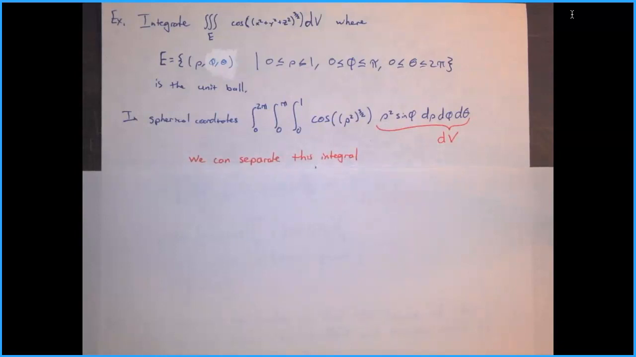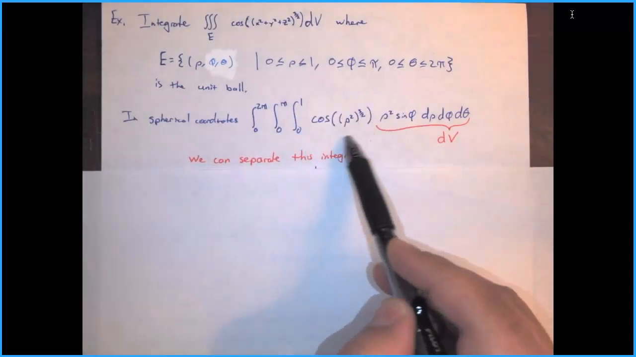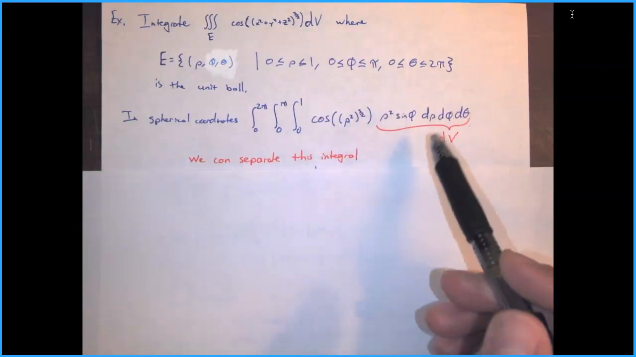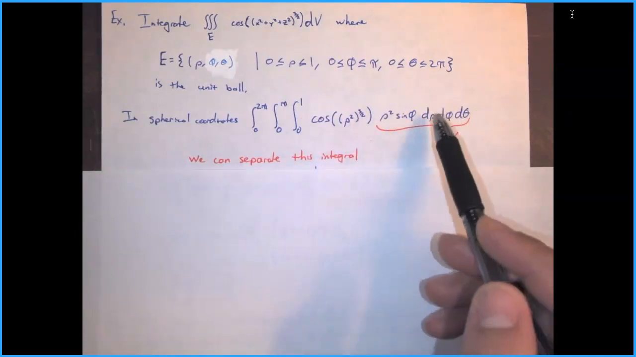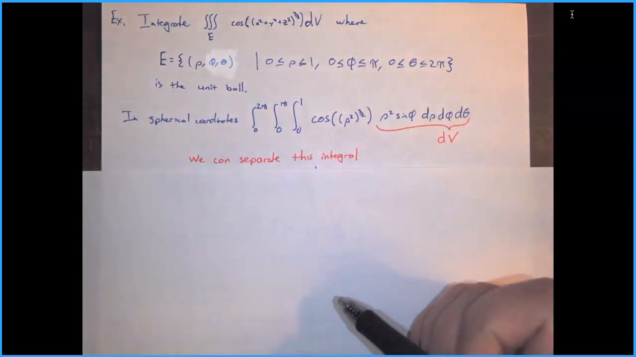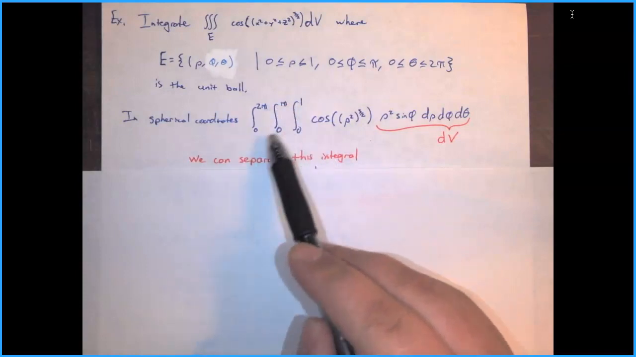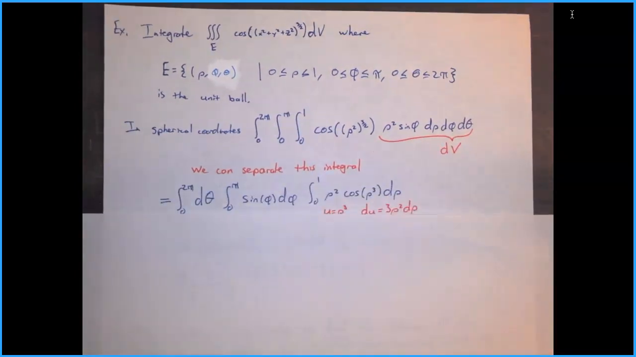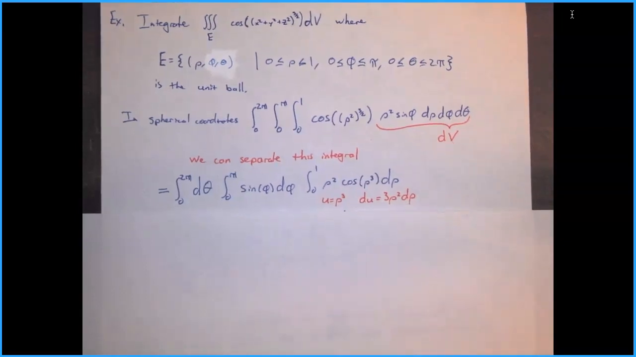And if you notice, we can separate this integral. I have a function of rho, which is rho squared times cosine of rho cubed. I have a function of phi, sine phi, and I have a function of theta, you can just think of 1, all multiplied together. And my bounds are just numbers. So I can completely separate this integral, which is what I'm going to do. Remember, you don't have to do this, but in this case I can. It's going to make it a little simpler, so that's what I'm going to do.